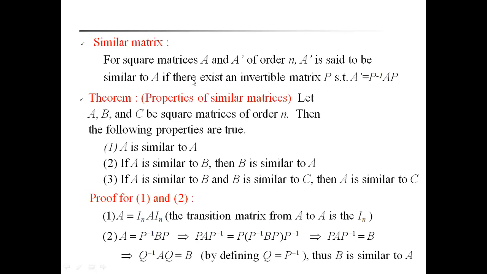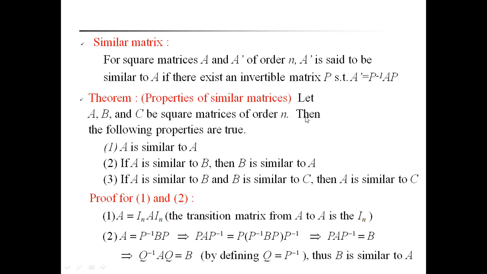This is the similar matrix definition. This is the main formula. A dash is said to be similar to A if there exists an invertible matrix P such that A dash is equal to P inverse AP. If this formula is satisfied by the matrices A and A dash, then we say that A and A dash are similar to each other.